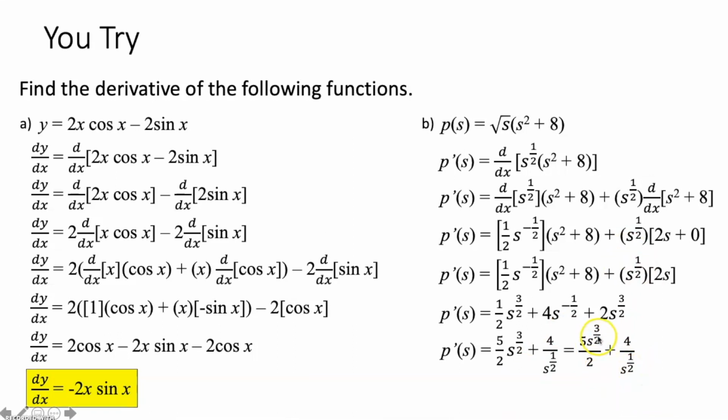Now how does that work? What's s to the 3/2 times s to the 1/2? Well, again, you add the exponents, you get s to the second power because it's 4 over 2. Now they have a common denominator, so I can add these numerators together.